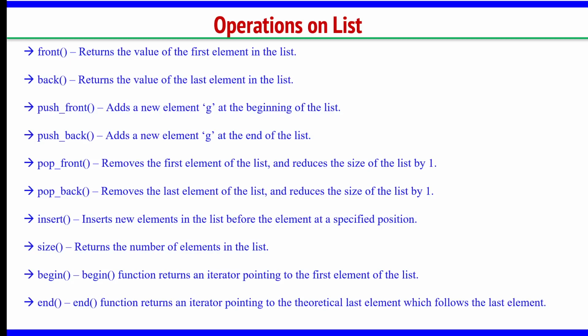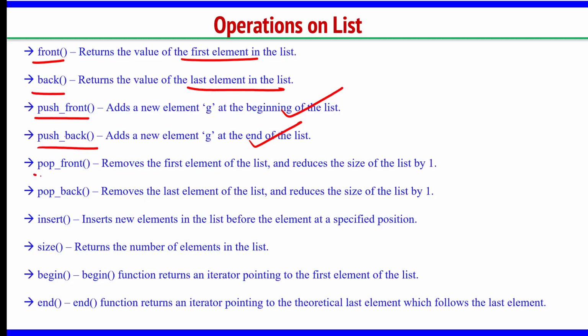So, let us try to see the operations on the list. What are the different operations we have in the list? The first ones, front and back. Front returns the first element in the list, back returns the last element in the list. Next, push front and push back, same like our double ended queue, deque. Push front will insert an element at the beginning, push back will insert an element at the end.